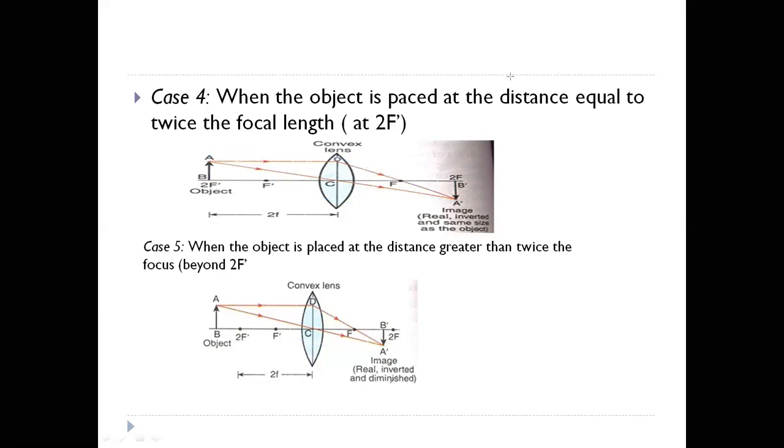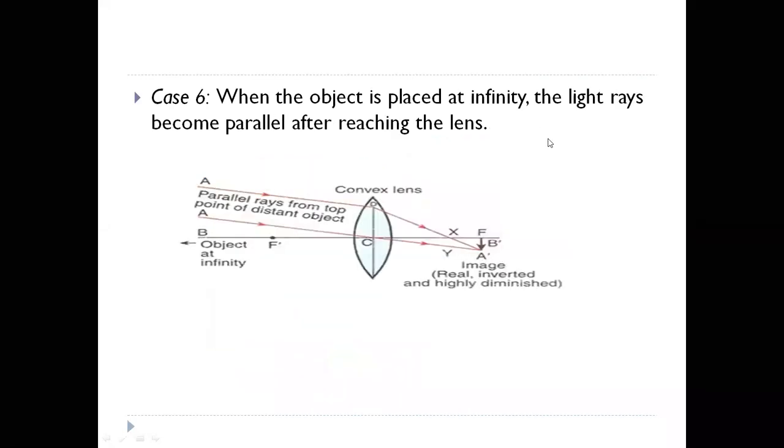Now come to the sixth case, when the object is at infinity. Again, there is a relation between focus and infinity. So when the object is at infinity, the image will be at F, and anything which is at F is always highly diminished. This is the case when the parallel ray of light is coming like this. After refraction, it meets at F, and the ray which comes through the optical center, that is the center of curvature, goes straight, and in this way you will get the image at the focus.